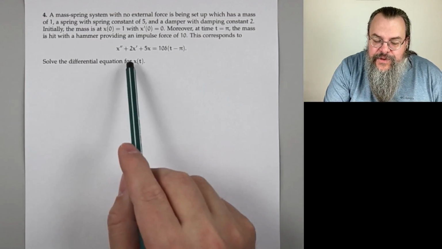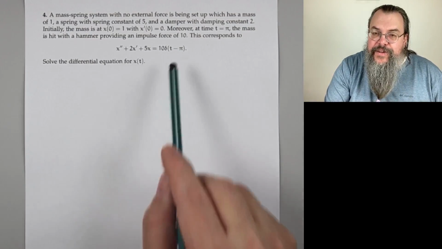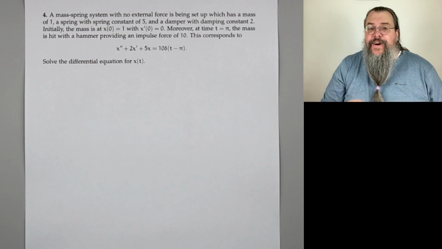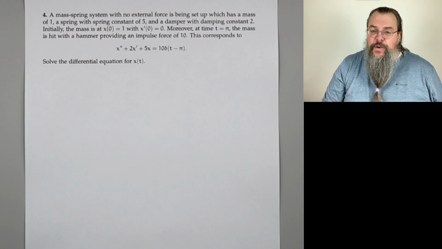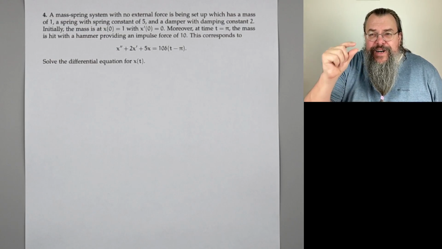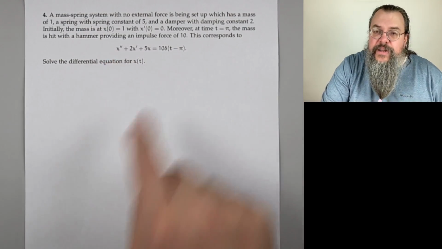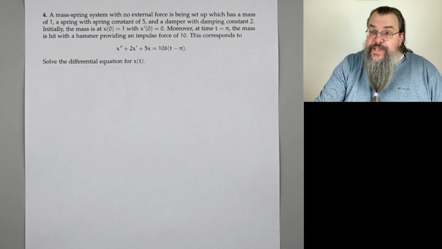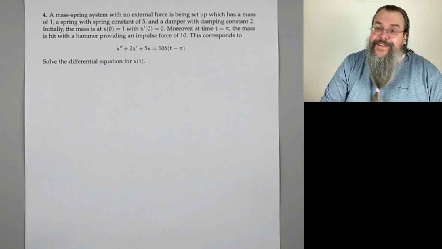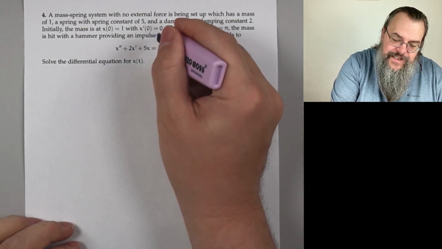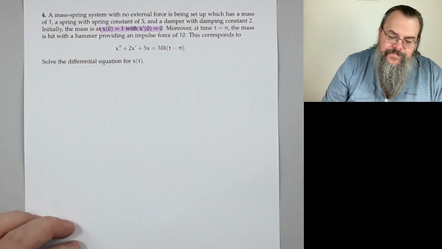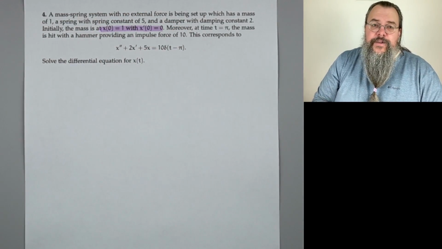x double prime plus 2x prime plus 5x equals 10 delta of t minus pi. And solve the differential equation for x of t. Well, I will say that there is one teeny tiny bit of the word problem that isn't put into that right there, which is, you see which part? Yes, the initial conditions. We do need that if we're going to solve.